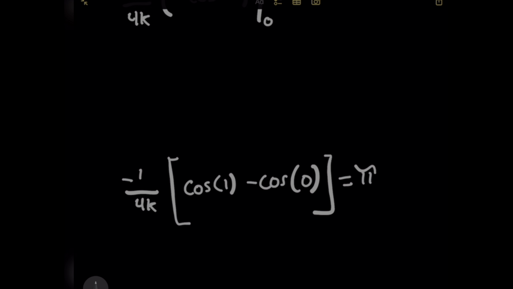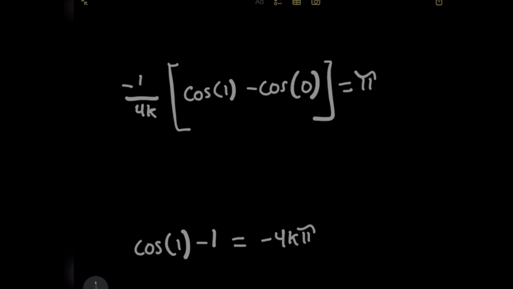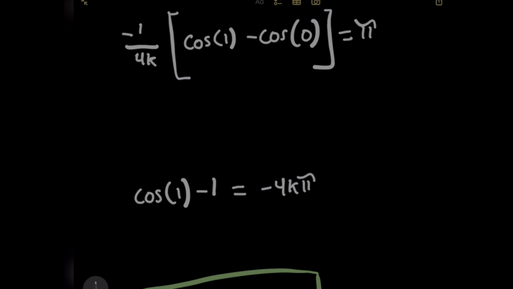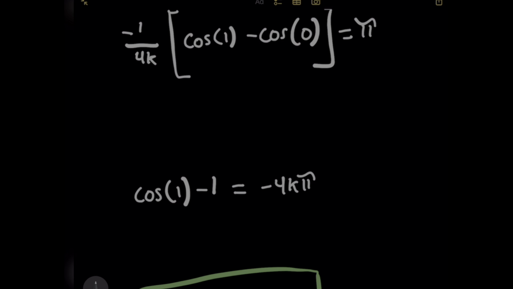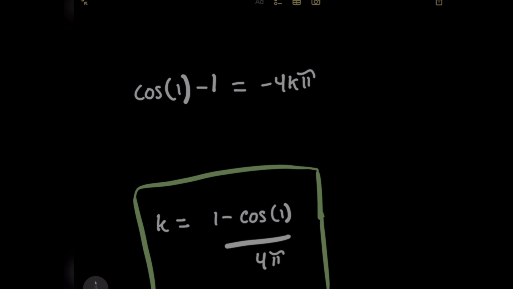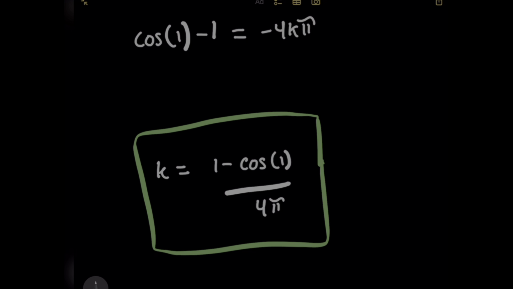So all we got to do now is solve for k, and so I'm going to multiply both sides by negative 4k, just simple algebra at this point, right? And so you're going to have cosine of 1 minus 1 remaining on the left, and then when I divide both sides by negative 4 pi, I'm going to find this as one of the solutions for k.